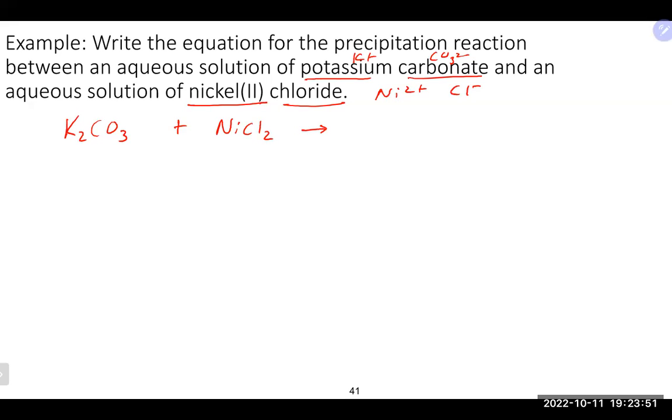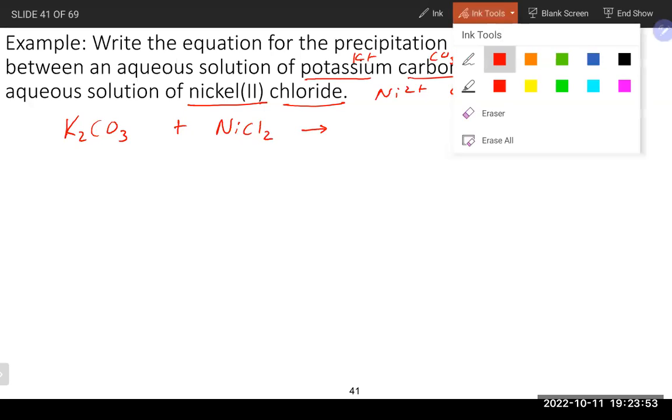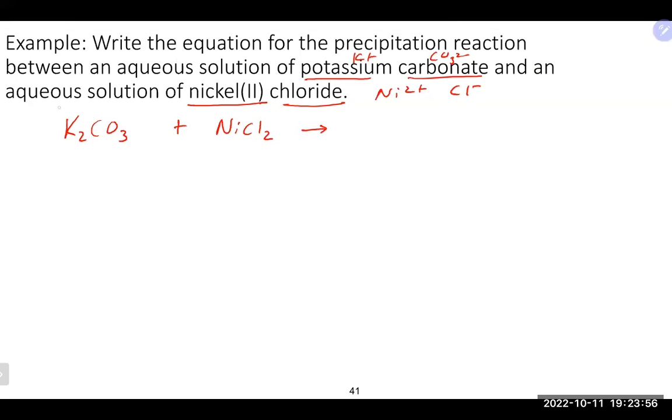By the way, if you don't recognize it as a double displacement reaction, you should, because this is basically two ionic compounds which will switch partners. So the potassium here will end up with the chloride. The nickel will end up with the carbonate.